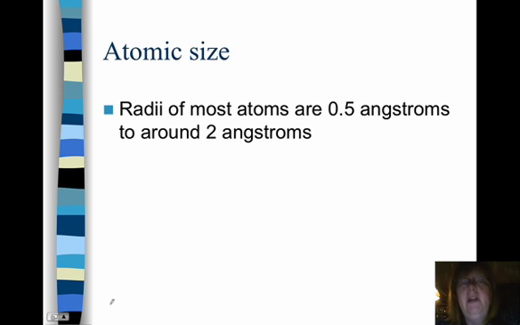Atoms, we say, are very, very small, and the unit of measurement typically used for measuring atomic size is called the angstrom. It's really not a unit we use much anywhere else, but in case in your reading you start seeing the word angstrom or this symbol, an A with a circle on top, an angstrom is 1 × 10^-10 meters. The radii of most atoms are somewhere between 1/2 of an angstrom to 2 angstroms.